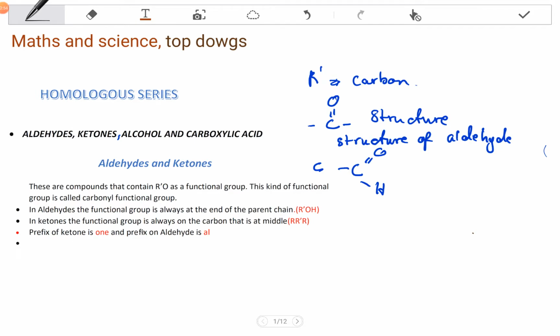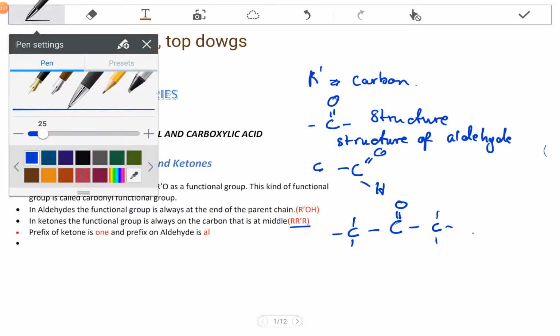And the structure of a ketone. In ketones, the functional group carbon must not be at the end. That means you have a carbon, and also there you must have a carbon. You see here you have a triple R. I forgot to put O in between here. You must have O at some point. So this is going to be the functional group structure of ketones. The carbon must always be in the middle.